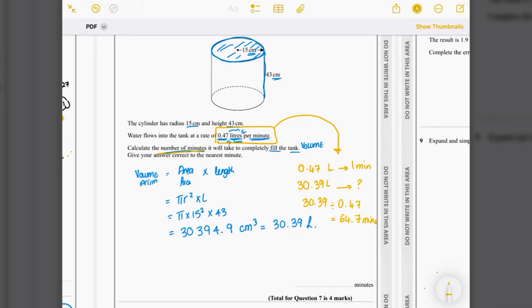Now, if I put my final answer as 64.7, even though that's correct, would I get full marks? Not really. Why? Because of this last little sentence over here, they want it correct to the nearest minute. So be very careful when you're doing that. The nearest minute is 65 minutes. So your final answer has to be 65 minutes. If you left it as this, you would just get 3 marks out of 4. So just bear that in mind.